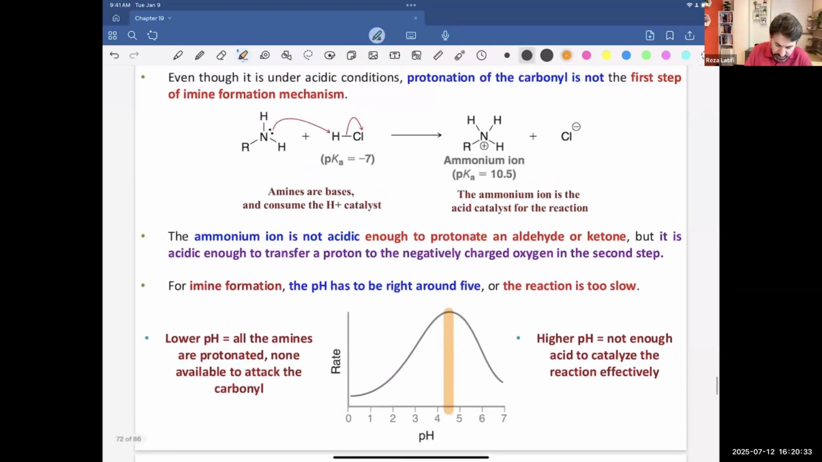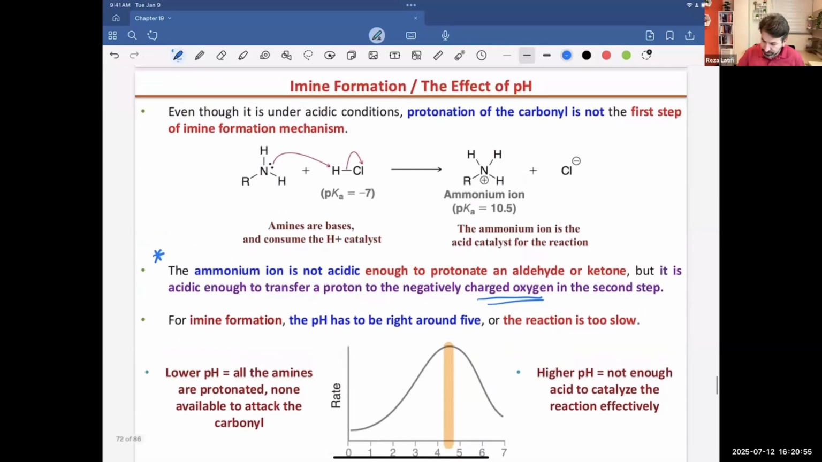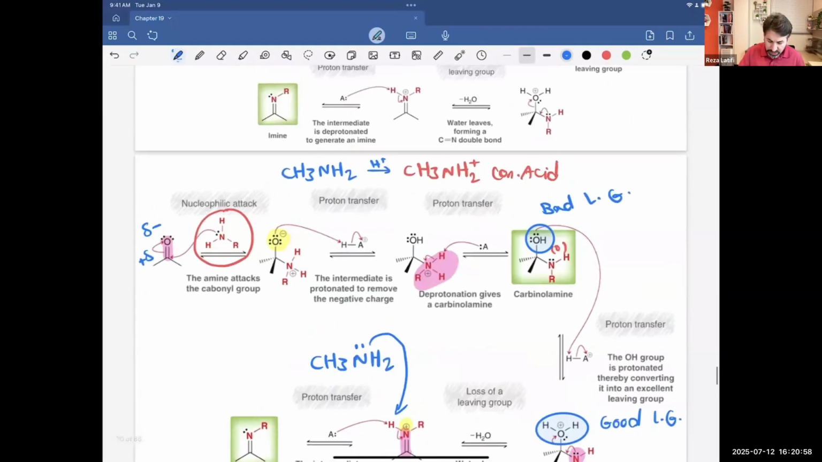And I want to also say something about this. It says the ammonium ion is not acidic enough to protonate an aldehyde or a ketone, but it is acidic enough to transfer a proton to a negatively charged oxygen. And which oxygen? Let's go back, they're talking about this species.